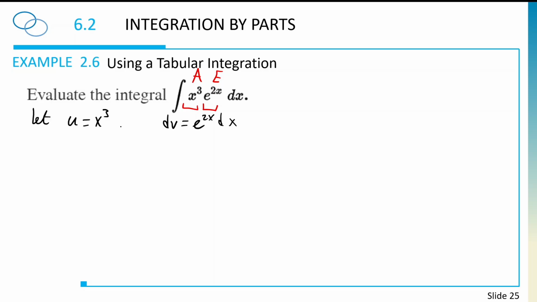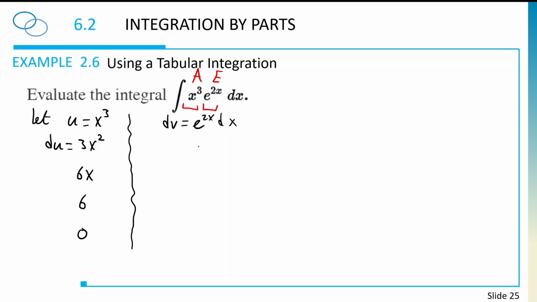Now the idea of tabular integration is that we split the problem into 2 columns. In the first one, we keep finding the derivative. For u, we start with du, the derivative, which is 3x squared. Now you keep finding its derivative till you cancel it out. One more derivative gives 6x, one more gives 6, and one more gives 0. Now we stop. Once you cancel the power function out, you stop.